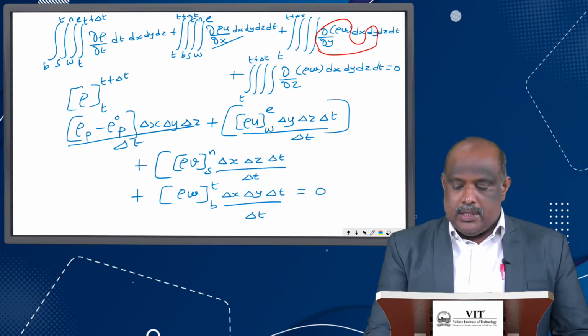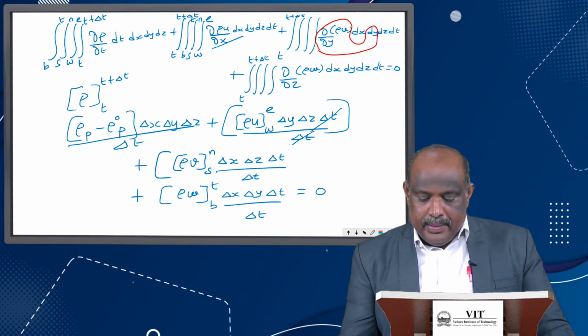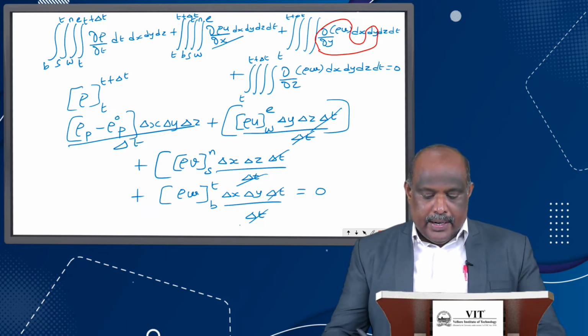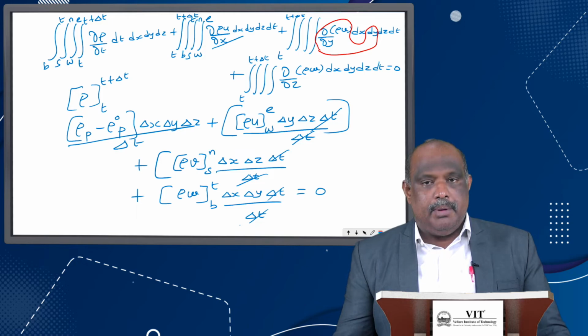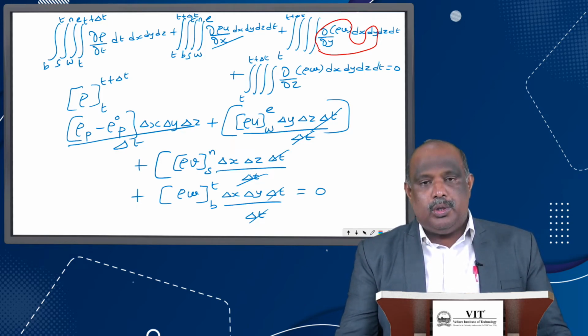So there is no change in the first term. The second term, what will happen? Delta t by delta t becomes 1. This also becomes 1. This also becomes 1. So let me take it to the next slide and apply the limits. What are the limits? It is rho e ue minus rho w uw.